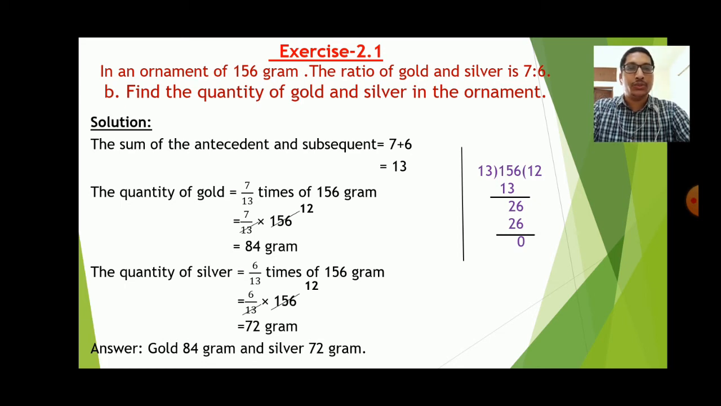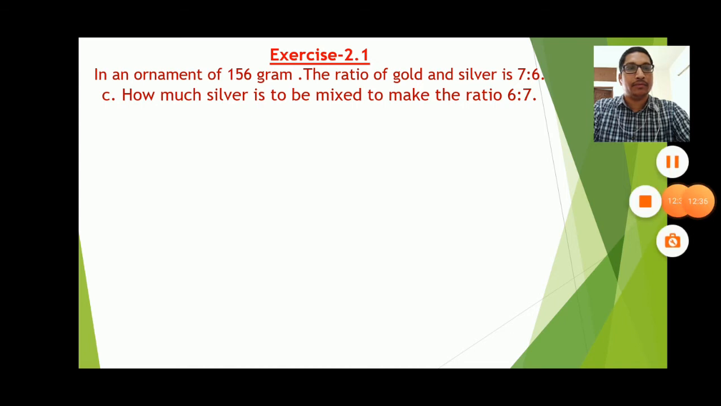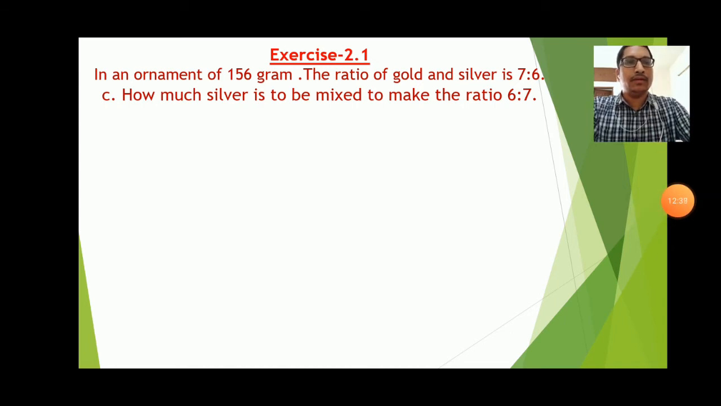Now I am going to the next question. How much silver is to be mixed to make the ratio 6:7? Here, if we want to make the ratio 6:7, then we have to find out how much silver needs to be mixed. This is the unknown quantity. Now how will we find it out? Solution.